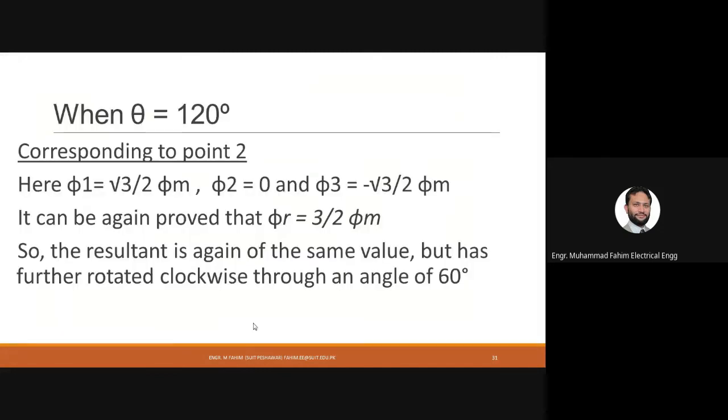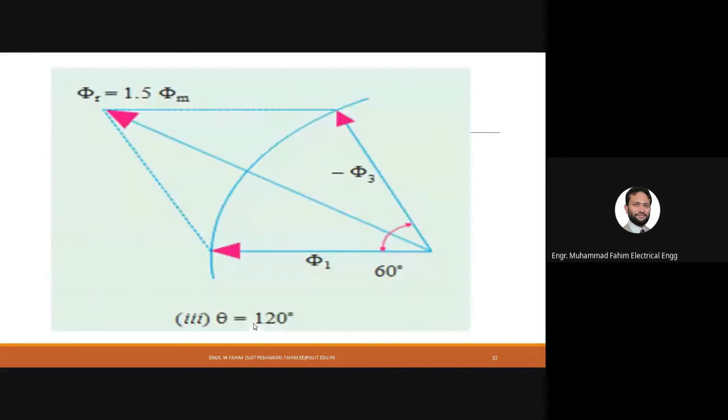Now, when theta is equal to 120 degrees, corresponding to point 2, here phi 1 is equal to root 3 divided by 2 phi max, phi 2 is equal to 0, and phi 3 is equal to minus root 3 divided by 2 phi max. It can be again proved that the resultant flux phi r is equal to 3 by 2 phi max. So the resultant is again of the same value but has further rotated clockwise through an angle of 60 degrees.